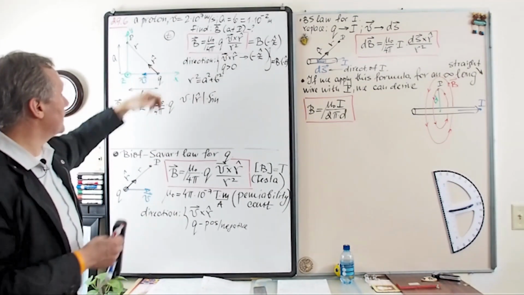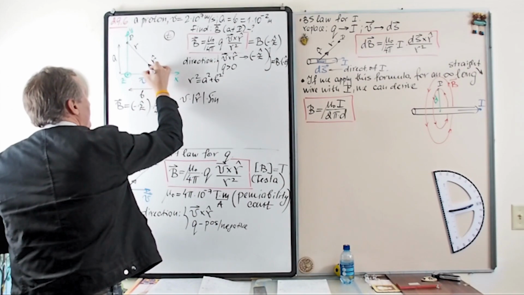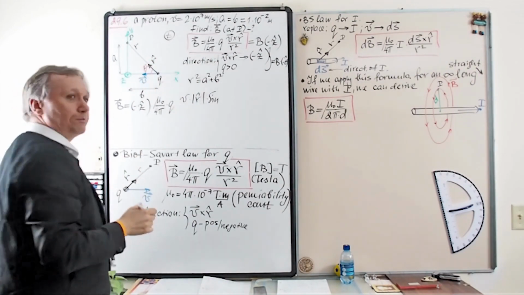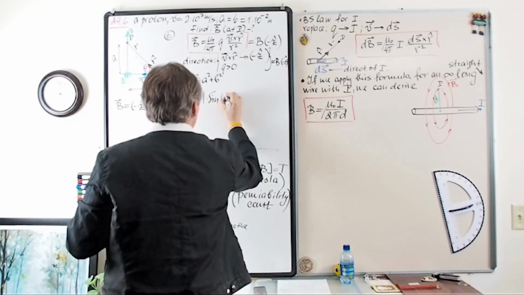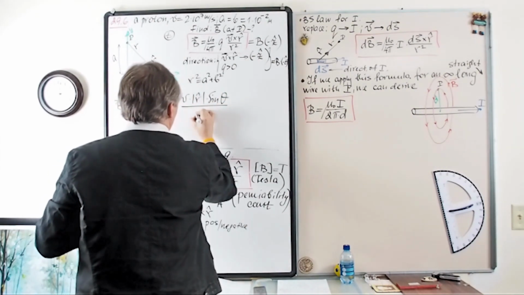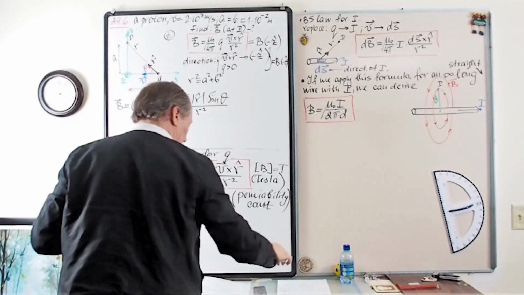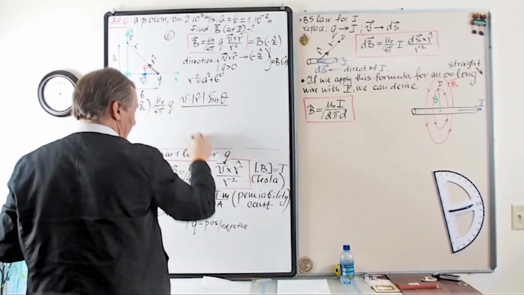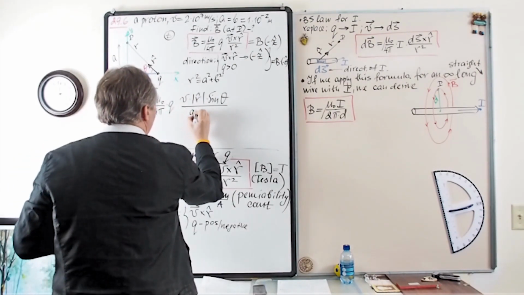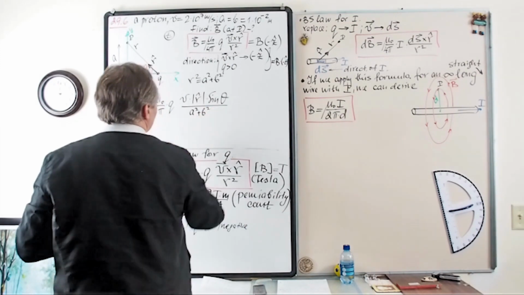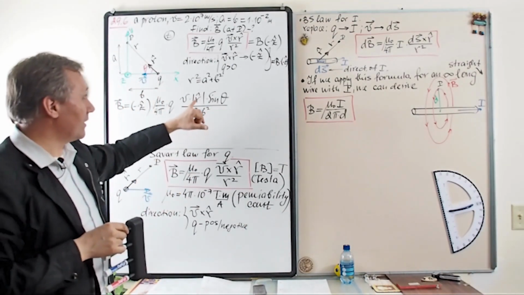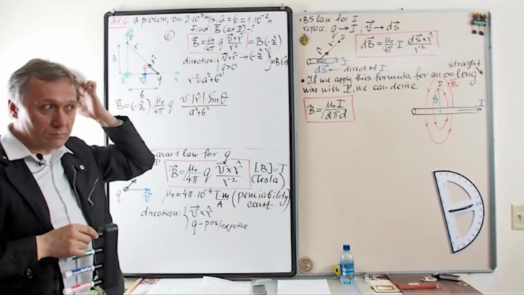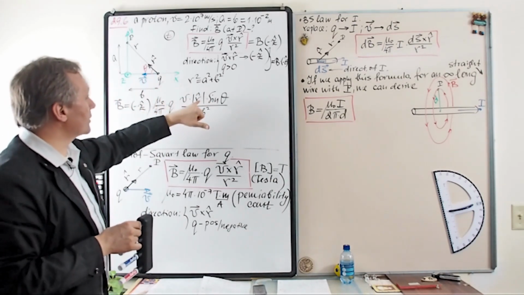So this is the correct angle. Let me call it theta, right? Okay, so sine of theta divided by R. You know what? Let me write immediately a squared and b squared. A squared plus b squared. At this point, I've seen, not many, but quite a few students struggle.